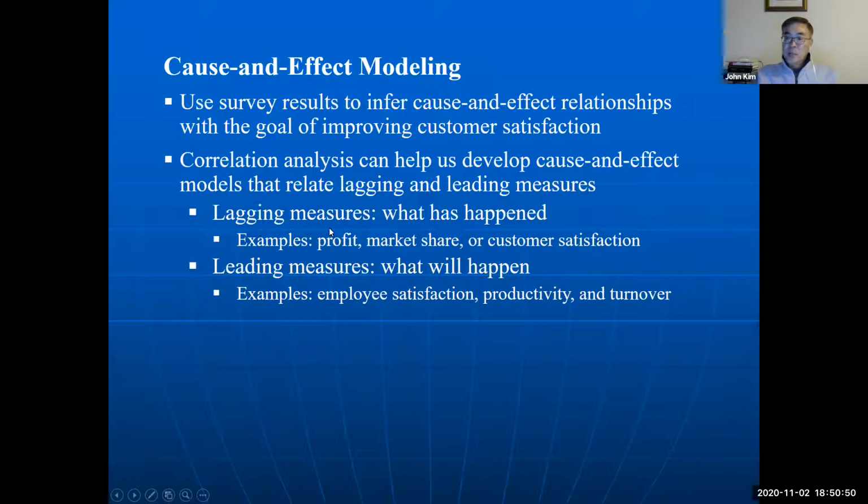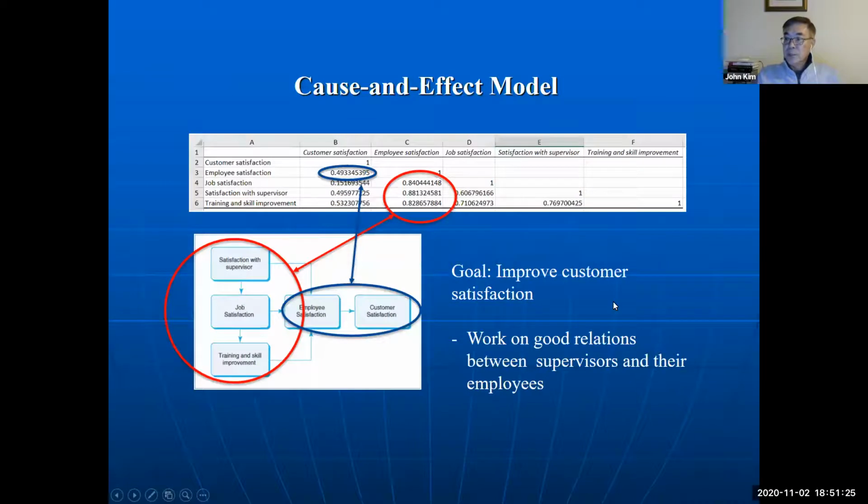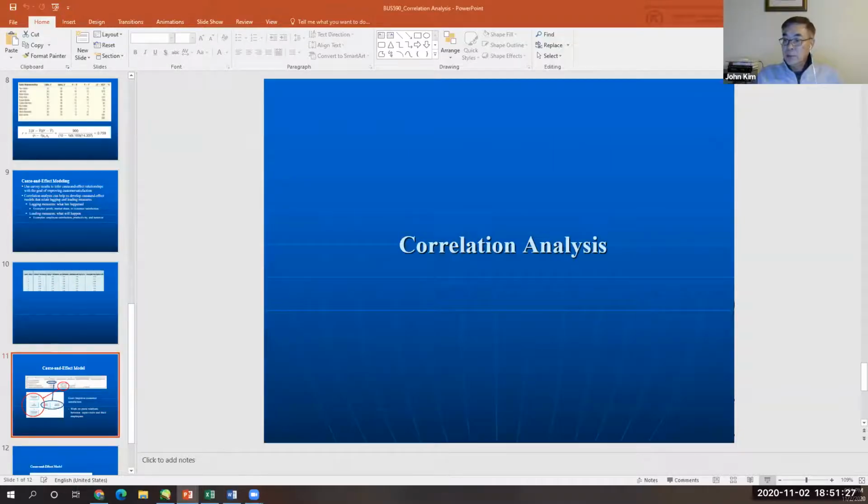a kind of structure that relates lagging and leading measures. Lagging measures show what happened, leading measures show what will happen. Examples: profit, market share, or customer satisfaction are what happened, and then that will happen: employee satisfaction, productivity, and turnover rate. So using this data set, we can do it. Something like this.